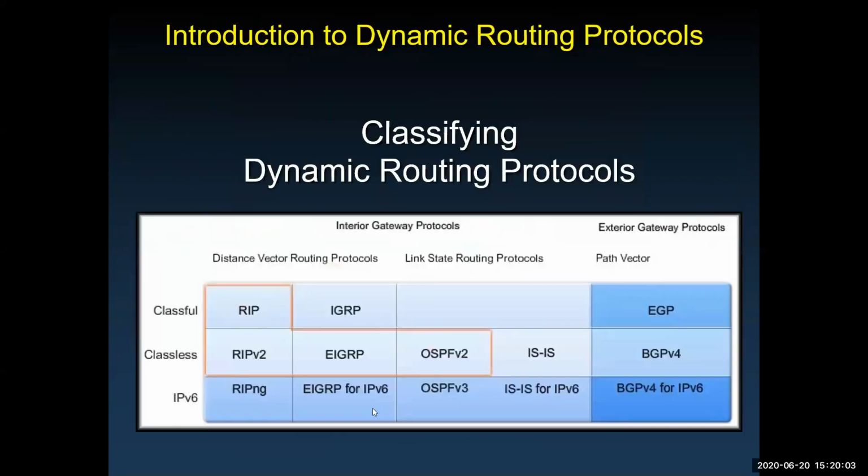Okay, let's go back here. Inside, is that clear? Interior, exterior. Where is interior used? For LAN. Exterior? Outer. For WAN. Okay. Under interior, there are 2 protocols. First one is distance vector. Second one is link state.